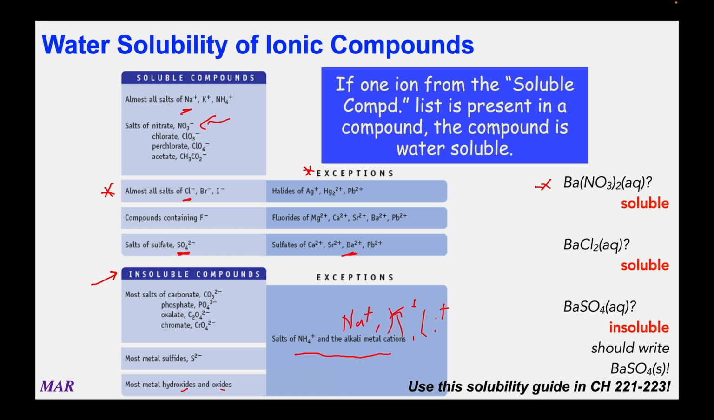We should write it as BaSO4 solid, okay? So this is how it works. It's not too sophisticated. We will see in Chemistry 223 that there are some better ways to figure out when things are soluble or not. But overall, this works pretty well.